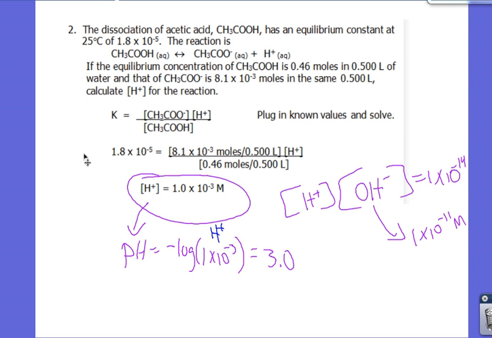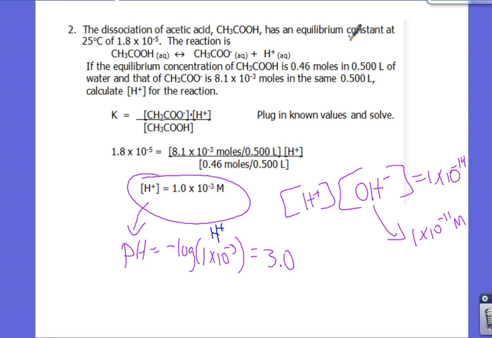Next question. This one we have the dissociation of an acid, so this is acetic acid breaking apart into acetate and hydrogen ions. So first you write the equilibrium expression. K is equal to, here are the products, here's the reactant. Please don't forget that the pieces inside are being multiplied, so this is acetate times H divided by all of the acetic acid.